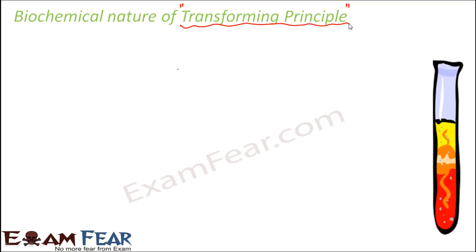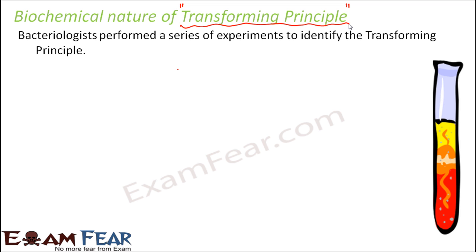Now in order to know the biochemical nature of the transforming principle, somebody thought that it could be protein. Some of them thought it could also be fats or carbohydrate, or it could be nucleic acid. So there were different opinions about what it could be. So bacteriologists performed a series of experiments to identify the transforming principle.